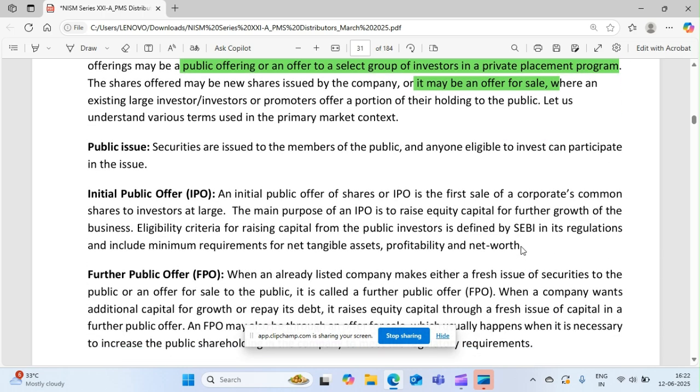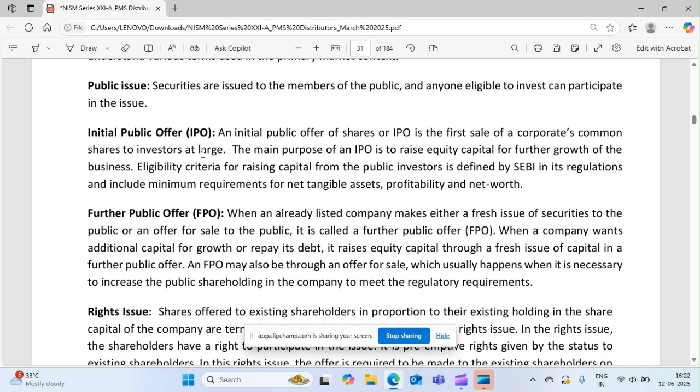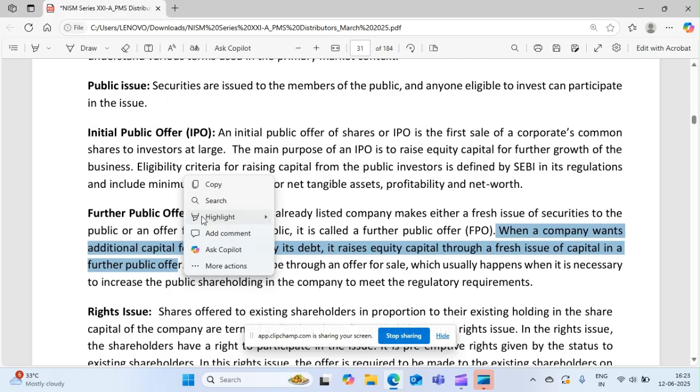So how are the public issues in primary market done? It is done through initial public offer, which is shares being offered for the first time. Further public offer means a company which has already got its shares listed on the stock exchange is offering additional shares to the investor, different from offer for sale, right? So when a company wants additional capital for growth or to repay its debt, it raises equity capital through a fresh issue of capital, which is called the further public offer. Sometimes it is also called follow-on public offer, right?